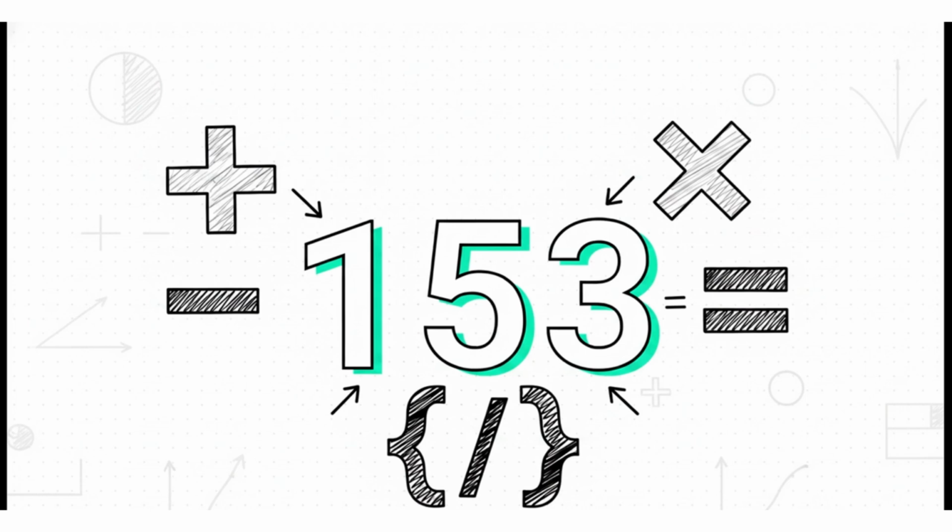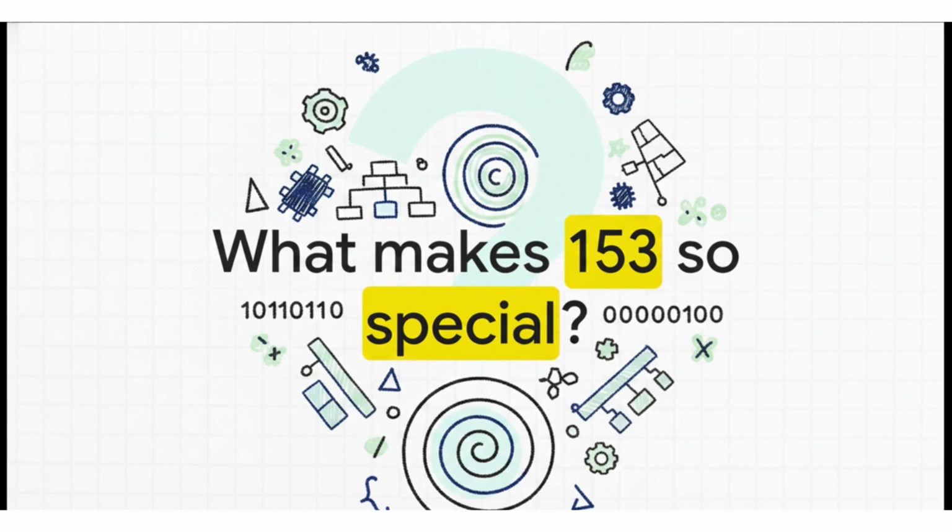Now, if you pass this into a standard C++ function, it behaves like any normal integer. You can add it, subtract it, multiply it, whatever. On the surface, it looks completely ordinary. But what hidden mathematical property makes 153 a true anomaly? Why do computer science classes and algorithm tests totally obsess over this specific value?